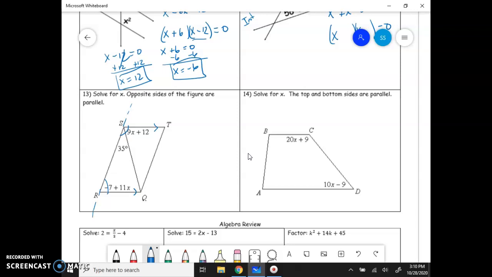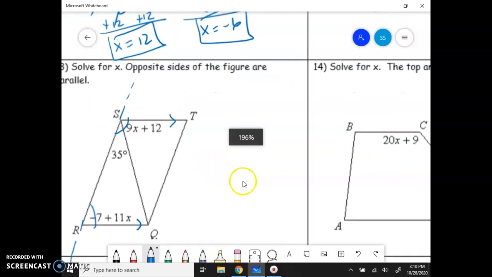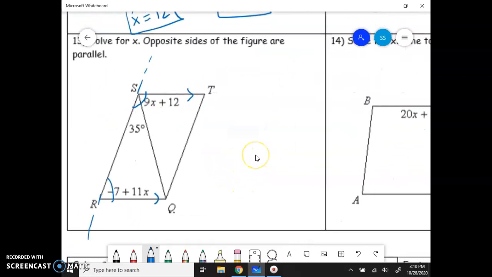add up to 180. Okay, so this is going to be a little bit long, but it's just going to be 35 plus 9x plus 12 plus -7 plus 11x is equal to 180, which I know is a lot.